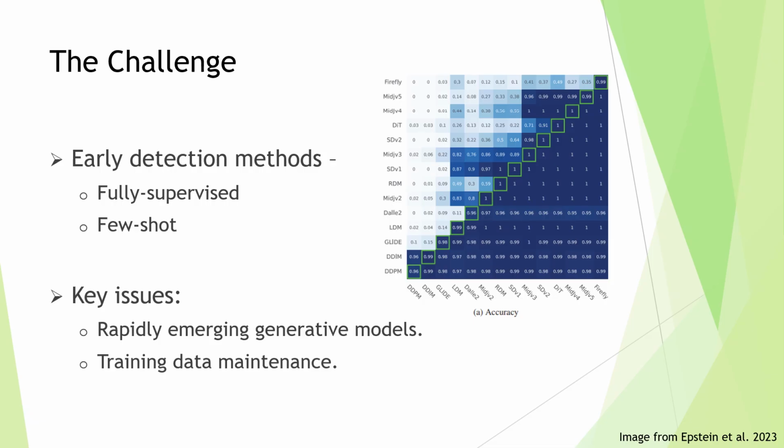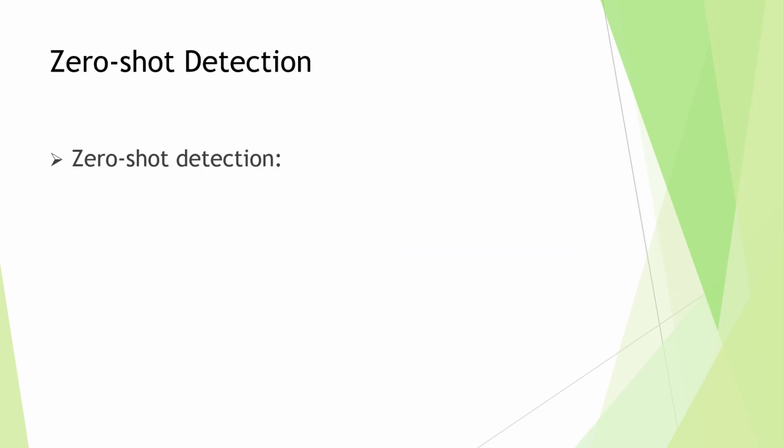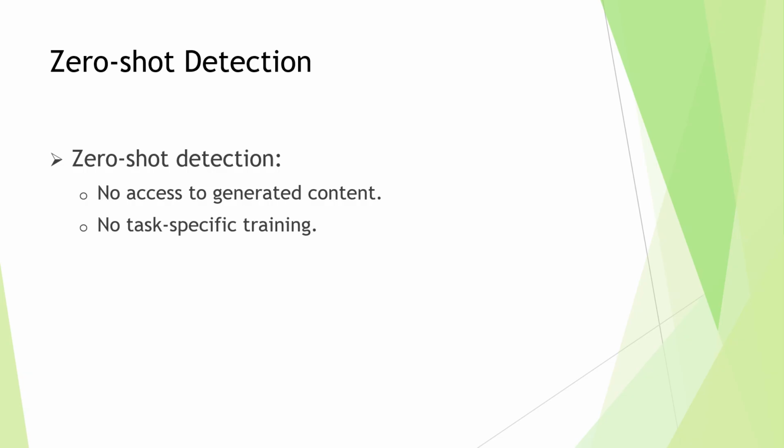As more and more generative models emerge, maintaining up-to-date training data becomes costly and impractical. This motivates the need for detection methods that do not depend on access to generated images. To avoid the dependency on generated examples, several zero-shot detection methods have been suggested. This means that we assume access only to real images with no generated content available and no task-specific training.